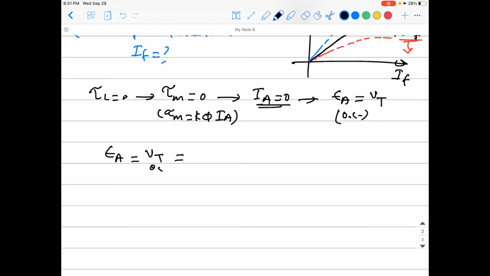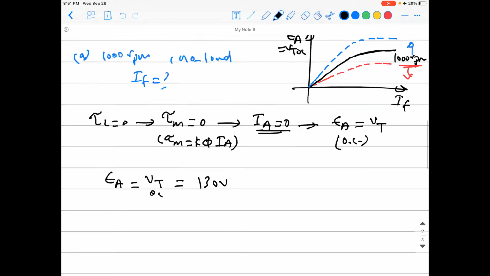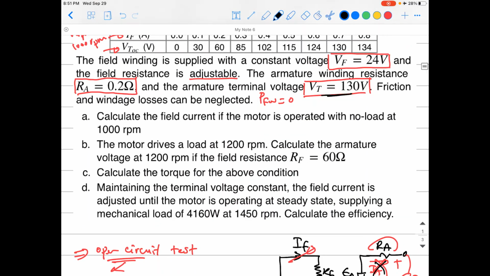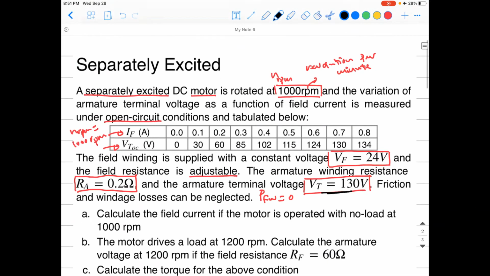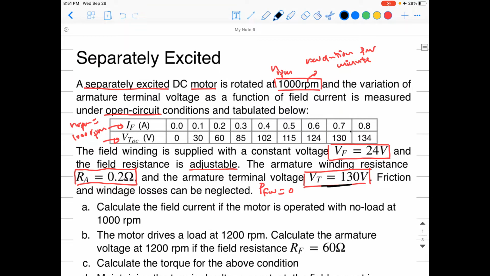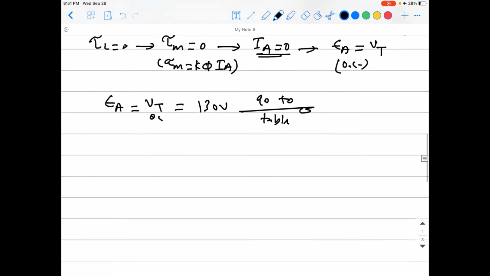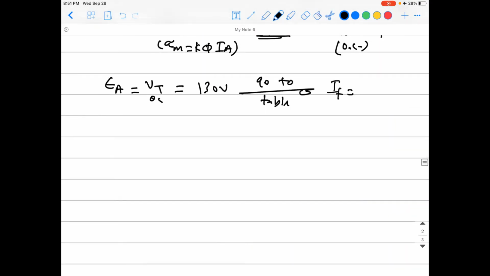The terminal voltage is given to be 130 volts. It's given here. So the induced voltage will equal this value, because that's an open circuit case, so it's 130 volts. So you have the terminal voltage open circuit, which is EA, so simply go to the table. That is the table here, and just try to find this value, 130 volts, so it's corresponding to a field current of 0.7. So the field current simply is 0.7 amps.